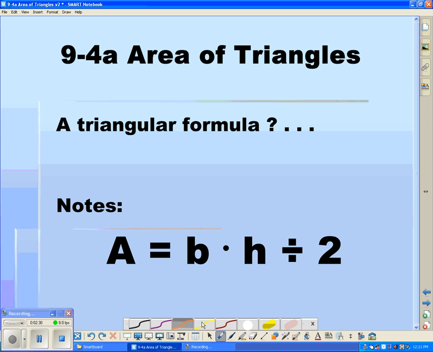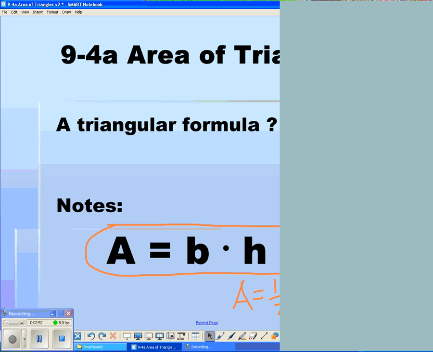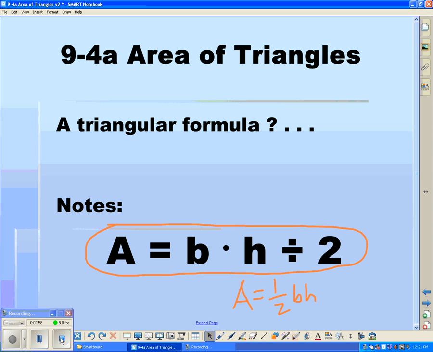You may also see area formulas written as, for a triangle, A equals 1/2 base times height. That's the same thing as area equals base times height divided by 2. But this version, area equals base times height divided by 2, is probably more likely how you would calculate the area when given an area problem. So now that we have a formula, hopefully you have the same formula, we're going to start by doing some example problems that will give us practice with this formula.